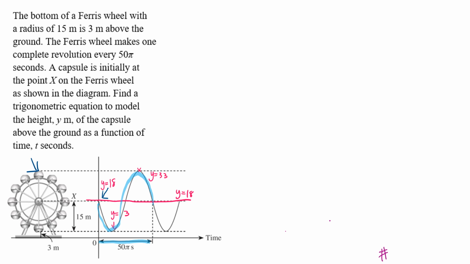We're supposed to find a trigonometric equation to model the height. This one is a sine curve, so the trigonometric equation will be in the form y equals a sine bt plus c.